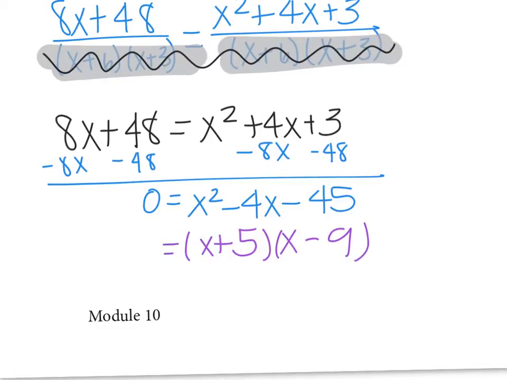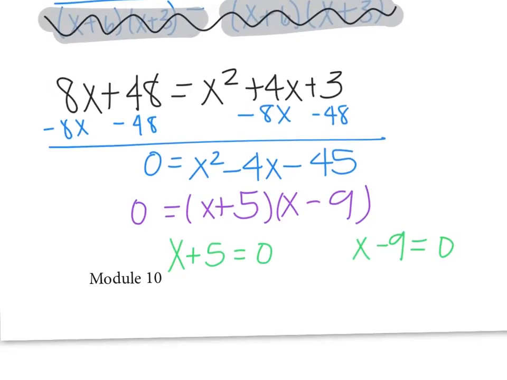And again, this equals 0. So if I know that this whole problem equals 0, then that means that x plus 5 equals 0, or x minus 9 equals 0. So I'm going to solve each piece of this. I'm going to subtract 5 from both sides, and my first answer that I get for x is negative 5.